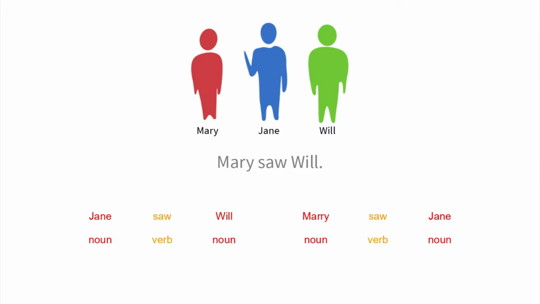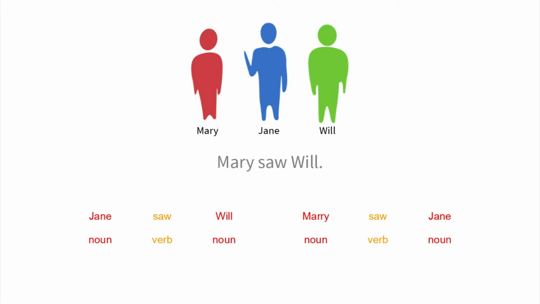Let's say there are three friends, Mary, Jane, and Will, and we want to tag the sentence Mary saw Will. And since we need some label data, we have label data as follows. Jane saw Will, in which Jane is a noun, saw is a verb, and Will is obviously a noun since Will is a friend and it's the name of the person. And we also have Mary saw Jane. So we'll be using our label data to predict each and every word's category in Mary saw Will.